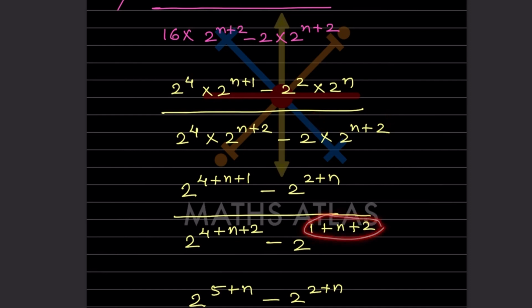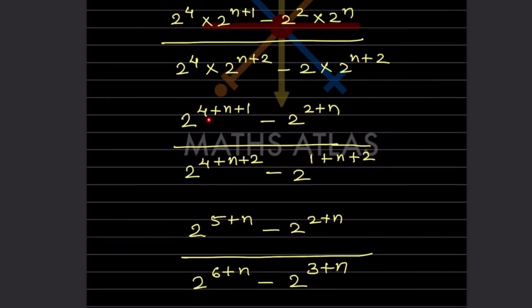So this is the one. So now what will happen here? You have to take the like terms. That will be 5 plus n. This is the same. Again here will be 6 plus n. Here 3 plus n.